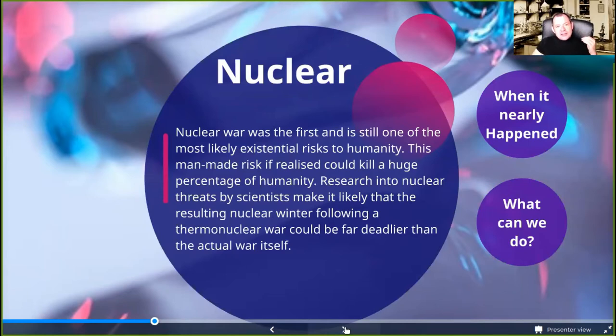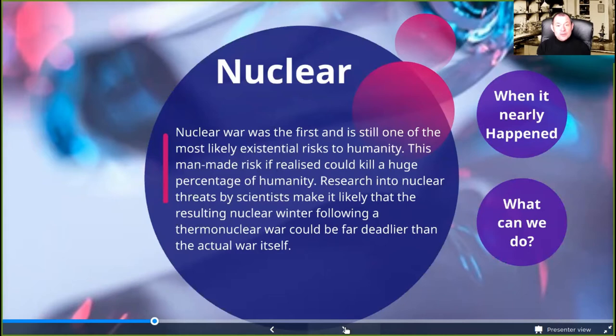And the thing is, if nuclear war starts, it's not just one nuclear weapon that gets fired. When one nuclear weapon gets fired, there is retaliation. Before you know it, in a very short period of time, thousands of nuclear weapons have been fired. And the world is basically destroyed. Nuclear war was the first and is still one of the most likely existential risks to humanity. This man-made risk, if realized, could kill a huge percentage of humanity. Research into nuclear threats by scientists make it likely that the resulting nuclear winter following a thermonuclear war could be far deadlier than the actual war itself.